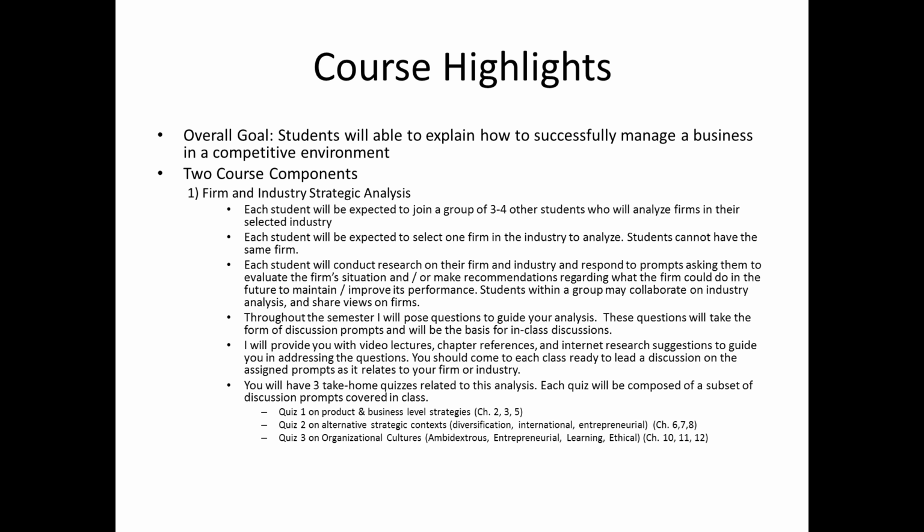The 3 quizzes: quiz 1 will be on product and business level strategies, covering chapters 2, 3, and 5. Quiz 2 will be on the alternative sort of strategies in a different context than just a business. So strategies related to diversification, international business, and entrepreneurial strategies. And that's chapters 6, 7, and 8. And then a quiz on organizational culture, which talks about what it means to be an ambidextrous business, an entrepreneurial business, a learning business, or an ethical business, or all of those, chapters 10, 11, and 12.